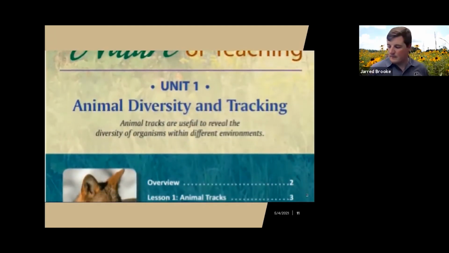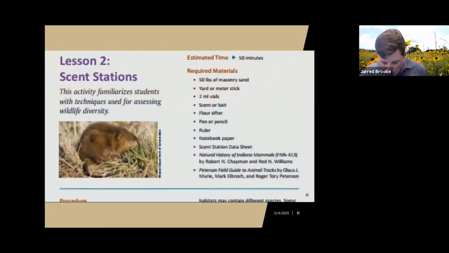Today we're going to demonstrate the setup and evaluation of a scent station, which is Lesson 2 in Unit 1 of Animal Diversity and Tracking, part of the Nature of Teaching series, available on the website listed below. In Lesson 1, you learned about animal tracks.